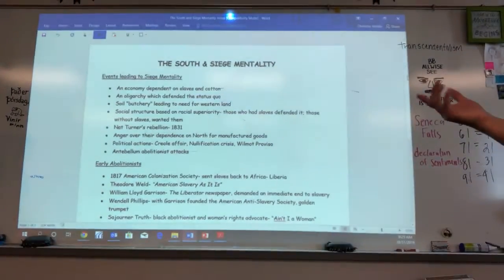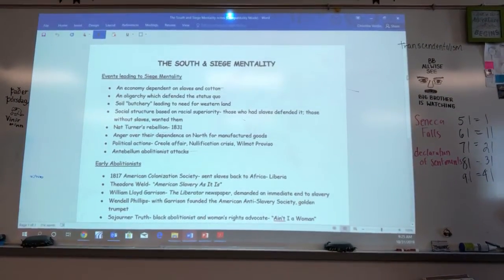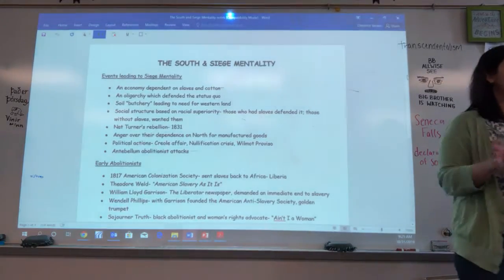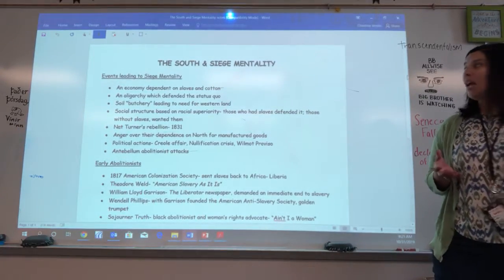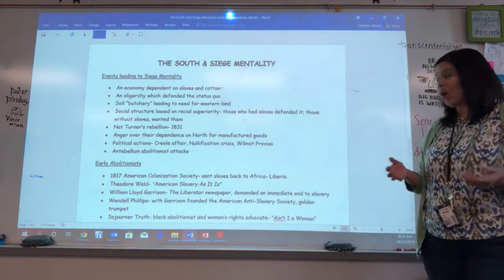So what we're going to be looking at is the South and siege mentality. Again, we talked about siege mentality, meaning that everybody is what? Attacking you, coming together. And we're going to see that events that lead to siege mentality include a lot of the South's economy being solely dependent on cotton. And because of that, we're going to see that there is a social structure based off the oligarchy.